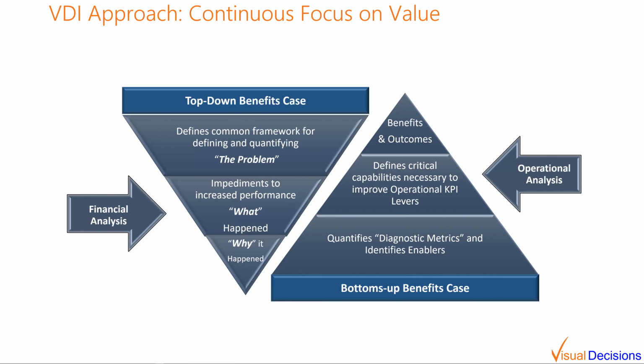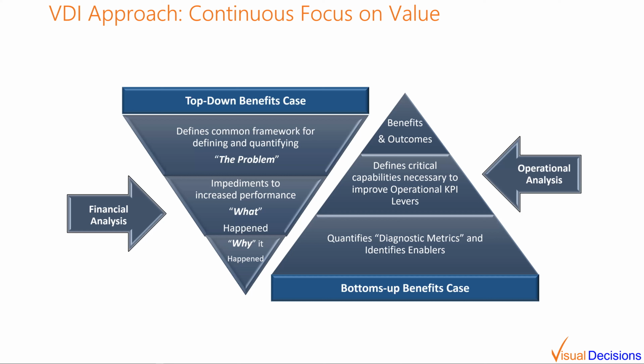So with that, I want to start with that idea of beginning with the end in mind. And for the visual decisions approach, the way that we look at these different projects is we actually start with what is that kind of top-down benefits case? What are the primary things as a business that you're hoping to achieve? Are you trying to get more throughput? Are you trying to reduce your costs? Are you trying to improve your quality, faster time to market? What are those top-level objectives?